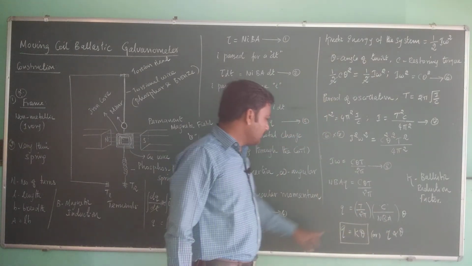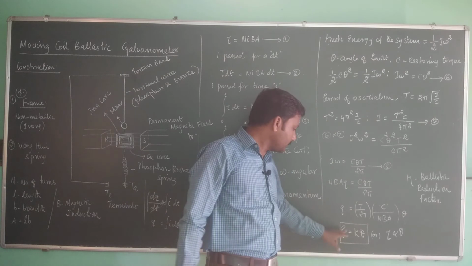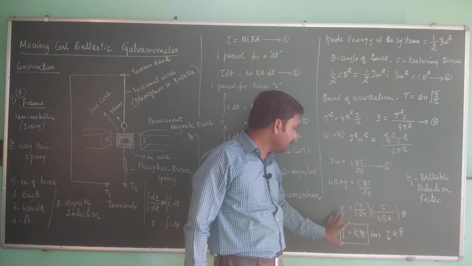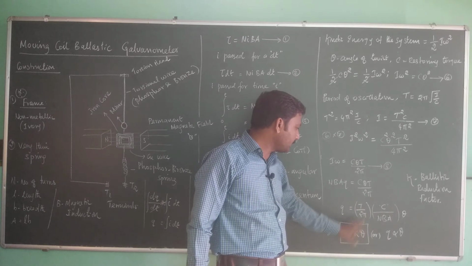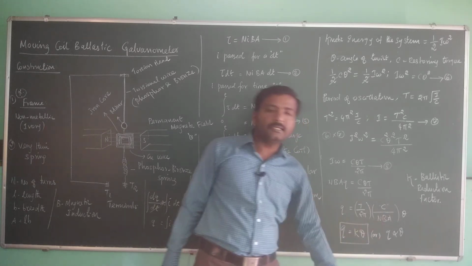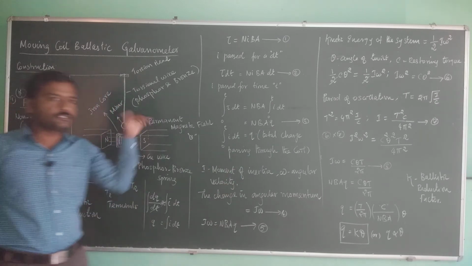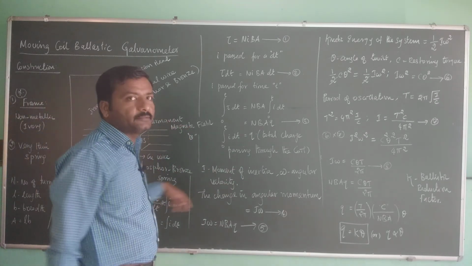But now we have obtained an expression for Q, that is capital K theta, where K is the ballistic reduction factor. Here we have the expression for K as T by 2 pi C by NBA. Here we are able to measure the total charge passed through it.